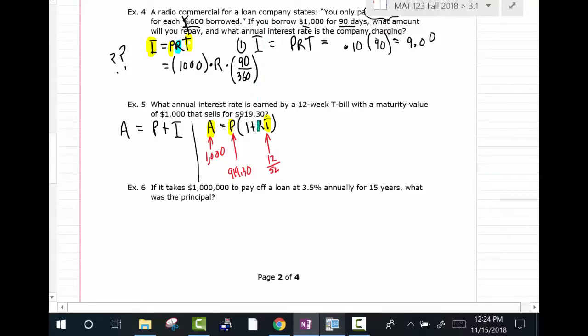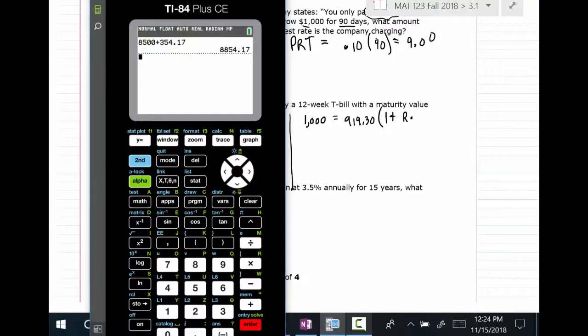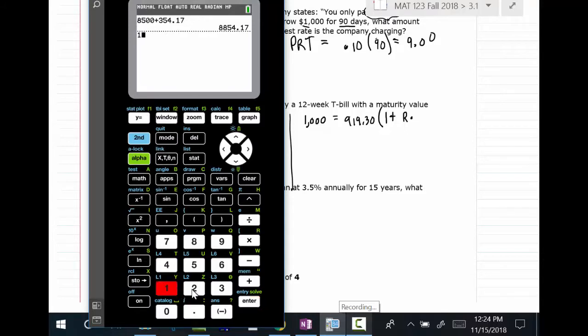Okay, and what that does is it leaves you R, and that's what you're trying to find, what that interest rate is. So you're better off to use this formula because it has everything in it. All right, so what you want to set up then is you want to make sure you have this written down. We'd have 1,000 is equal to $919.30 times 1 plus R times, and I'm just going to take my calculator and do a decimal right now. I mean, you can do that later if you want to, but I'm just going to go 12 over 52. And that's equal to that number.